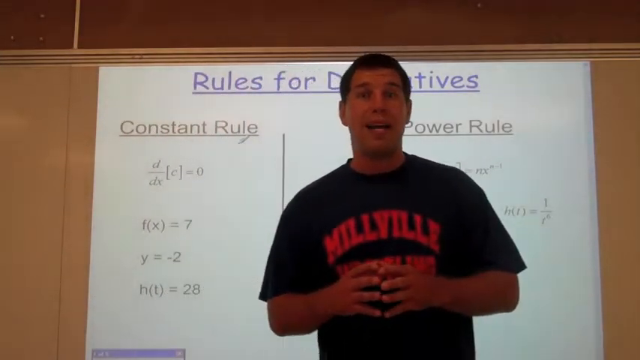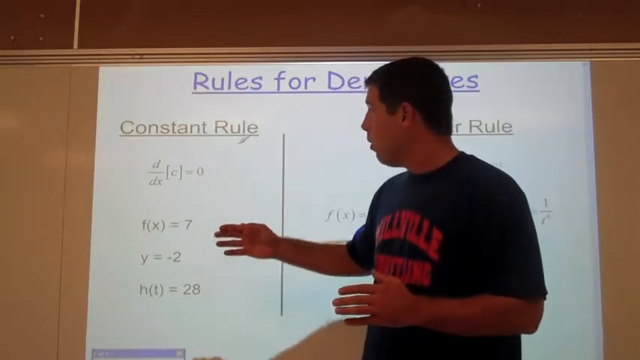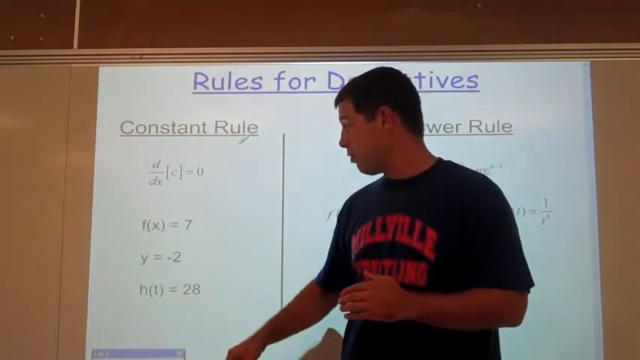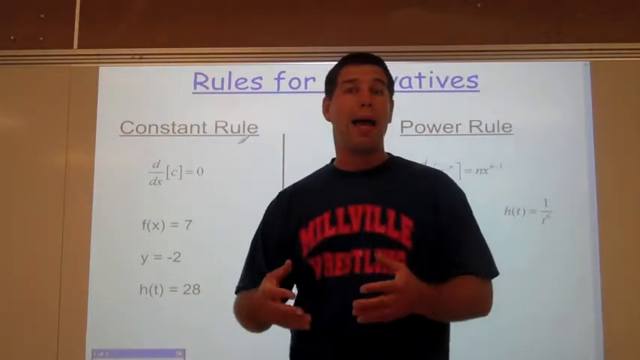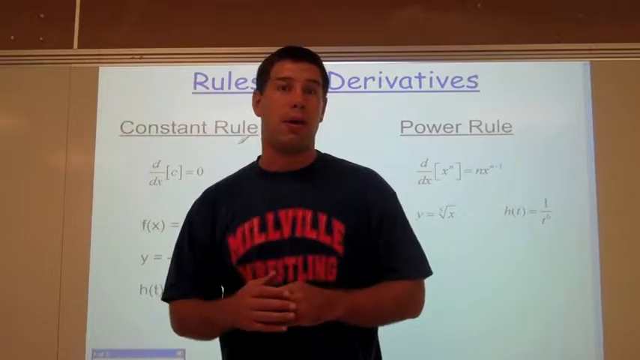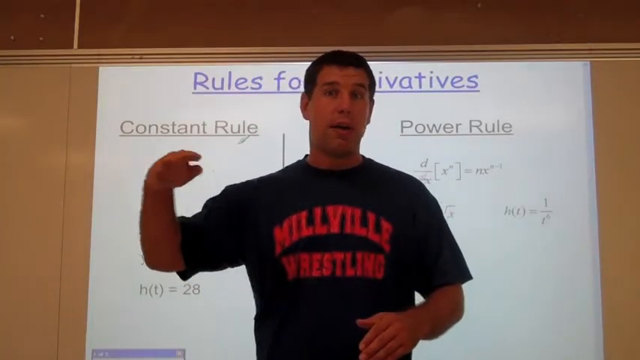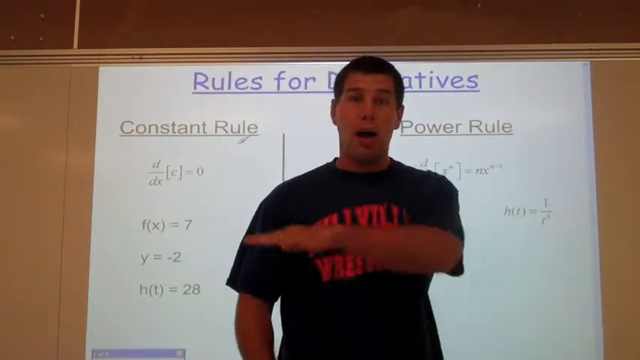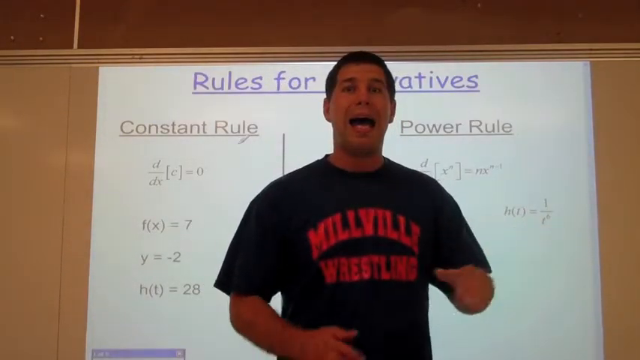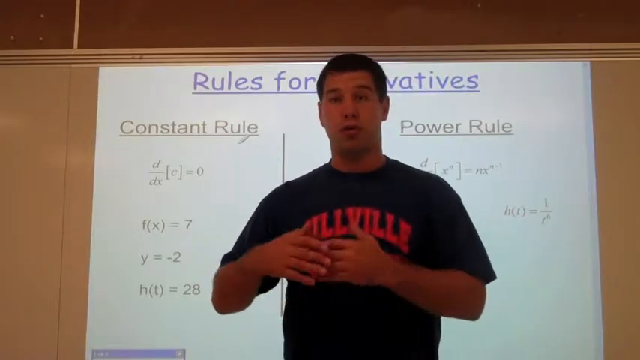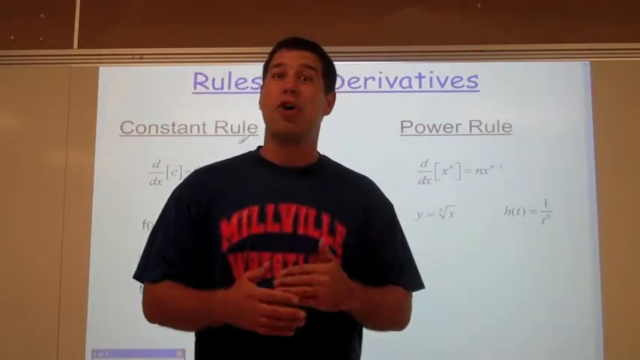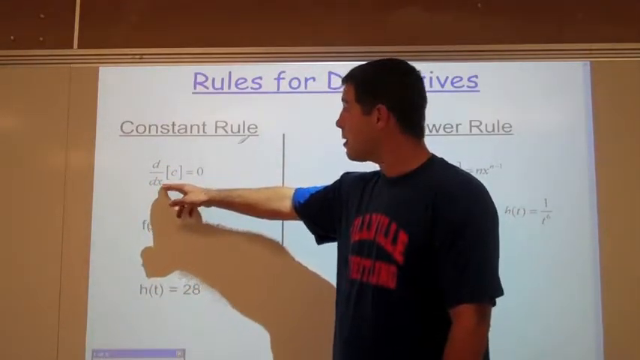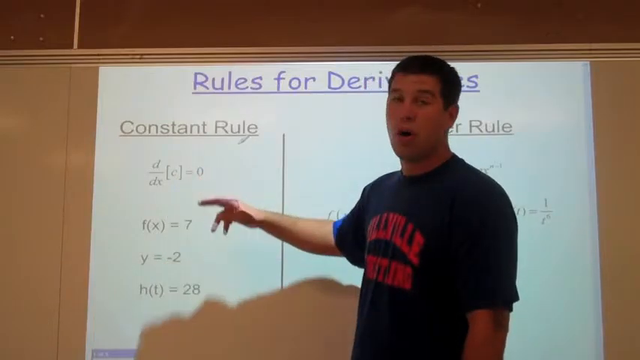The constant rule is finding the derivative of a constant function, like f of x equals 7, y equals -2, or h of t equals 28. Y equals a number or some representation of y equals a number. If y equals 7, you have a horizontal line at 7. We've defined the derivative as the slope of a tangent line. So any horizontal line has a slope of 0. So the derivative of any horizontal line is also going to be 0 at all points. So the derivative with respect to x of a constant is always 0.